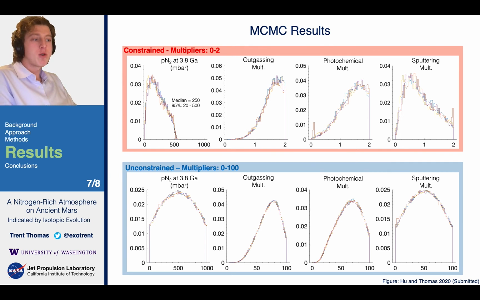Finally, here are the posterior distributions from the two MCMC parameter searches. The leftmost figure is the ancient pressure, and the three figures on the right represent the key evolutionary mechanisms. Looking in the unconstrained space down here, these steady-state solutions do not preserve the memory of the ancient pressure, and this distribution contains very little information. On the other hand, solutions within the constrained space up here allow us to gain information about the ancient pressure. Specifically, that it has a median value of 250 millibars with a 95% confidence interval of 20 to 500 millibars.